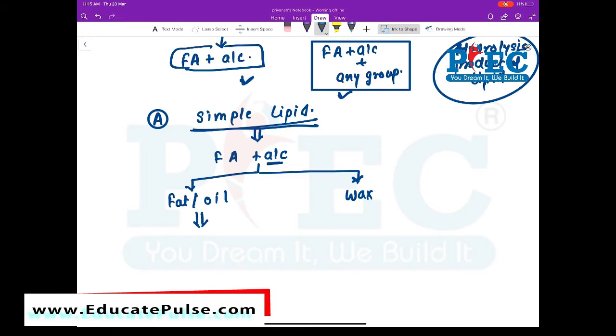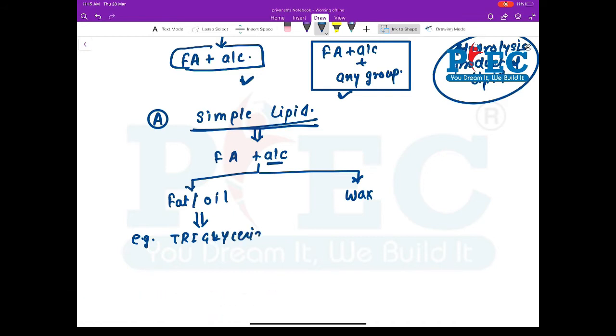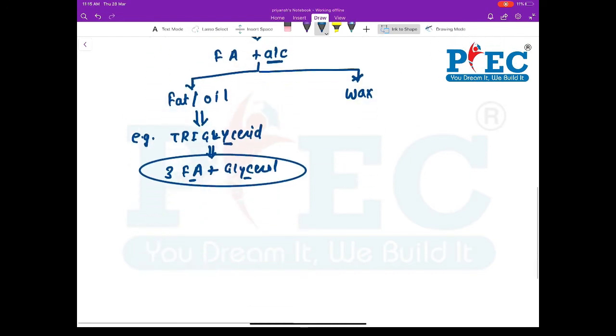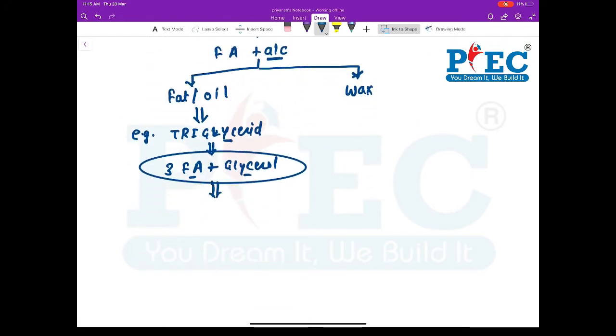The example of fat and oil is triglyceride. The meaning of triglyceride is that there will be 3 fatty acids and the alcohol part will be glycerol. So it is fatty acid plus alcohol, and it is called triglyceride. These triglycerides make the maximum proportion of adipose tissue.